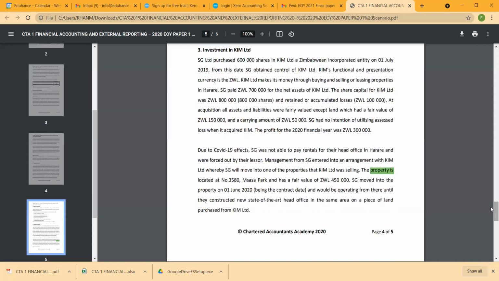Now we're going to come to the investment in Kim. Okay, we'll come to that just now. So SG purchased 600,000 shares in Kim LTD, a Zimbabwean incorporated entity, on 1 July 2019. From this date, SG obtained control of Kim LTD. Now remember, they bought this on 1 July 2019. That is the beginning of the current year. So from this date, SG obtained control, and therefore from 1 July 2019, we need to consolidate because we have control. Remember, 1 July 2019 is the beginning of the current financial year.